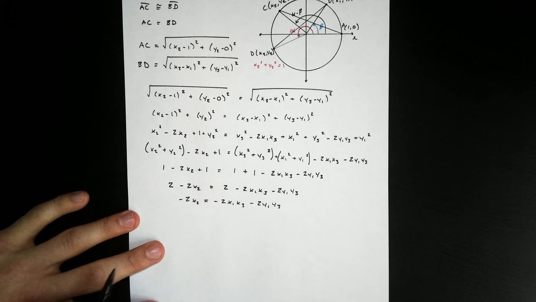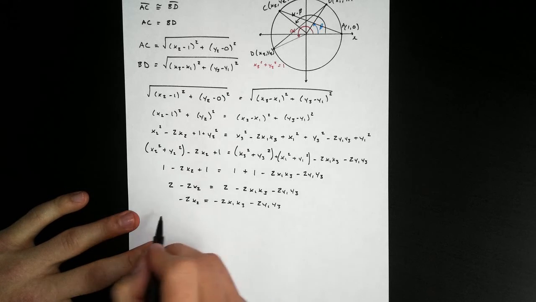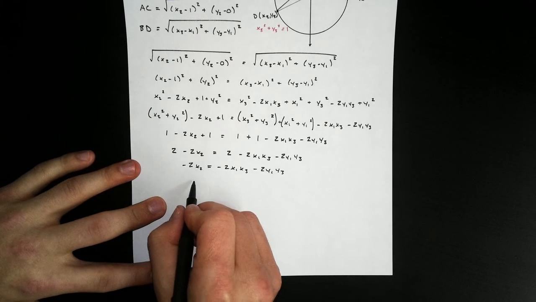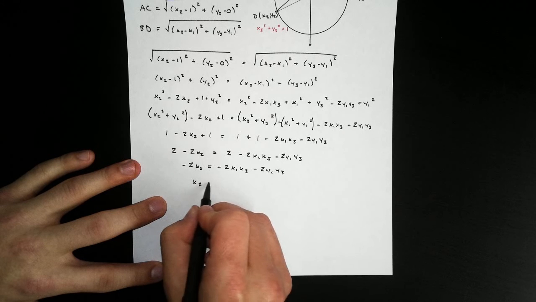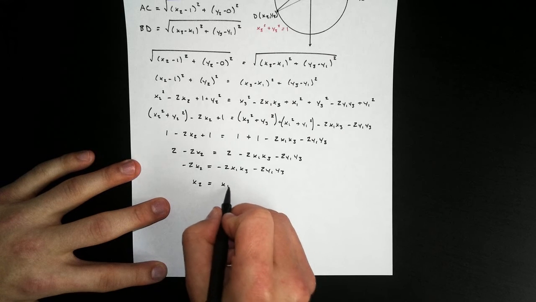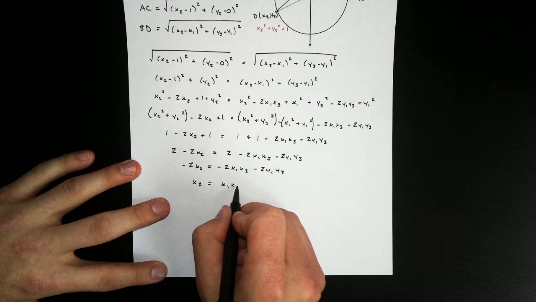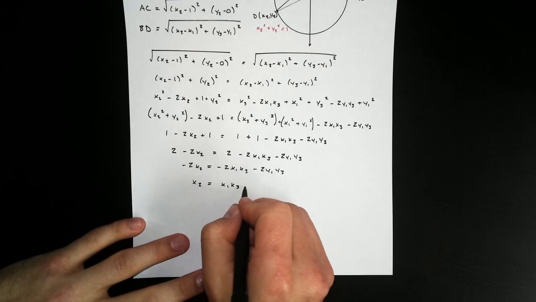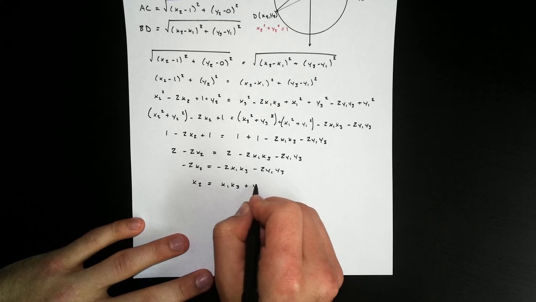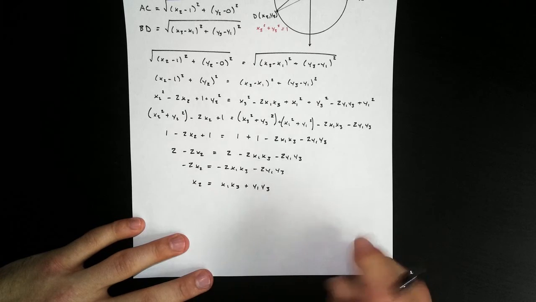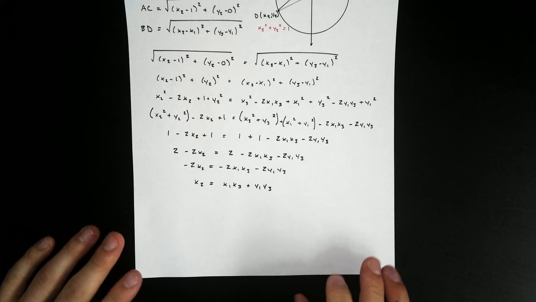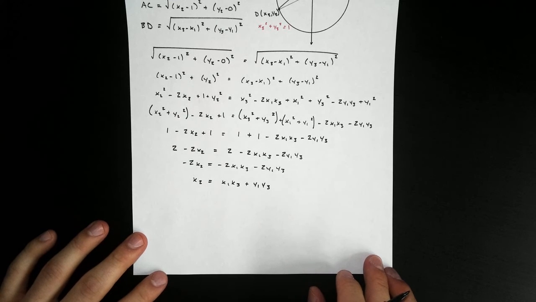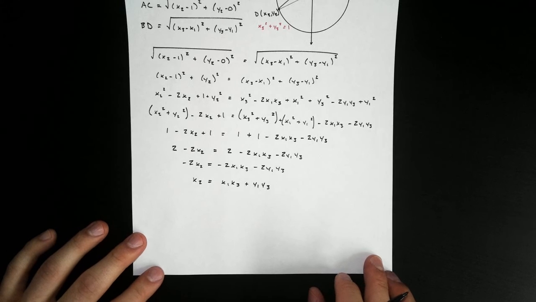Everything has a common factor of negative 2 in it. So let's divide the entire equation by negative 2. And we are left with x2 is equal to x1 x3 plus y1 y3. So that looks a little bit better. Got some nice patterns there as well. But it still doesn't tell us what the cosine of our angle is.